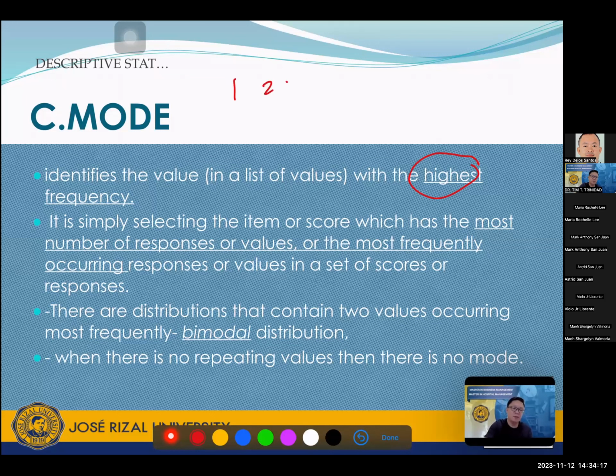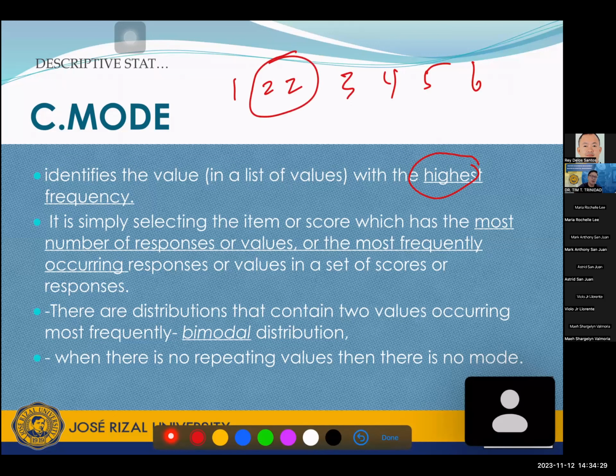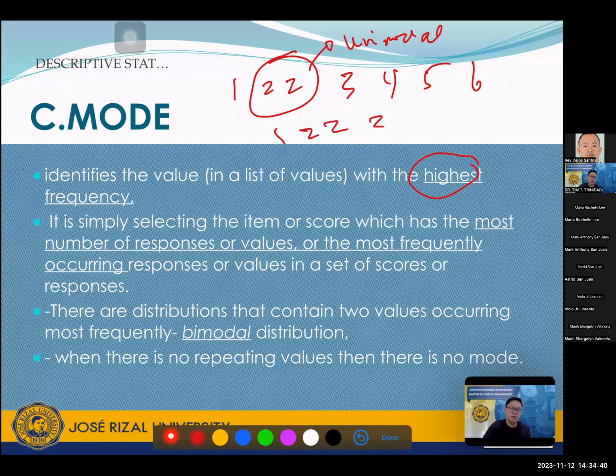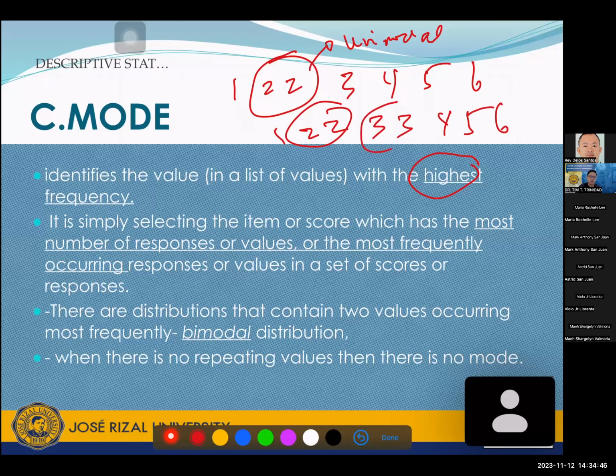1, 2, 2, 3, 4, 5, 6. So what is the most commonly occurring number in here? What is the mode? 2. And we call that unimodal. What if 1, 2, 2, 3, 3, 4, 5, 6? What's the mode? 2 and 3. And we call that bimodal.